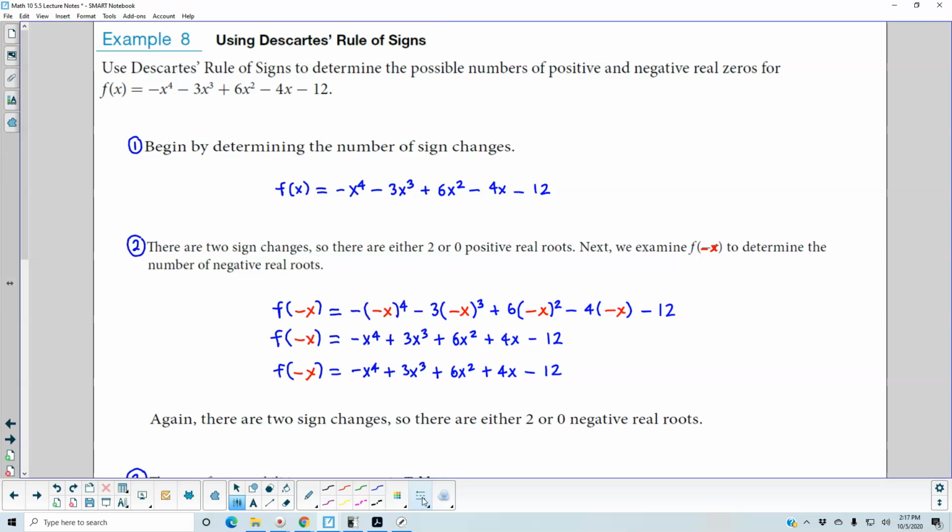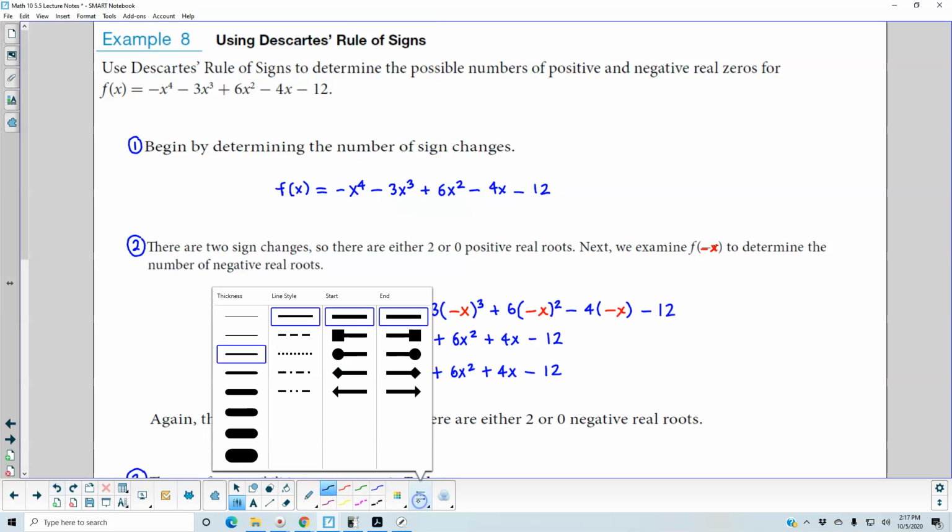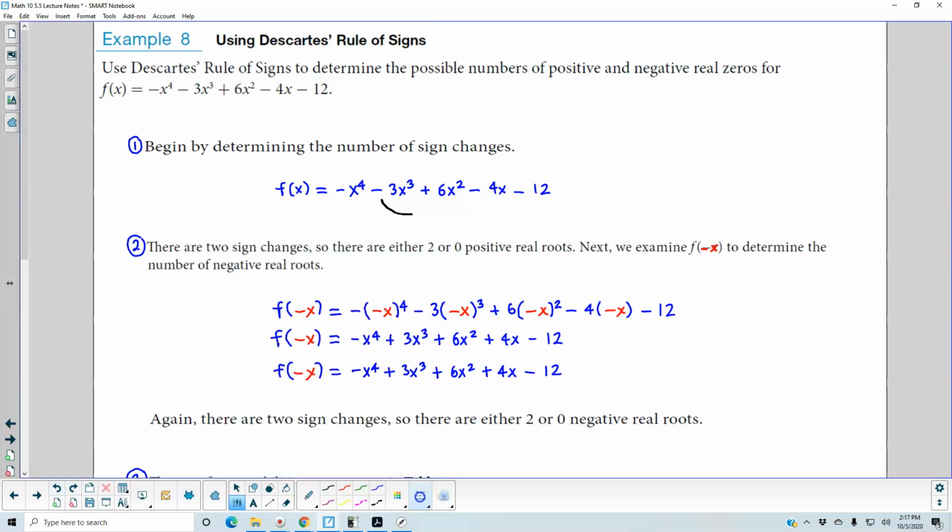We can see that we have a sign change which goes from negative 3 to positive 6. So there's one sign change. And then it goes from positive to negative, which means there's another sign change. So we can see here that there are two sign changes, which means there are either 2 or 0 positive real roots.